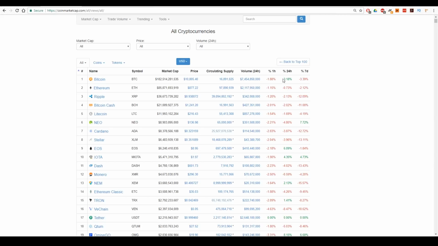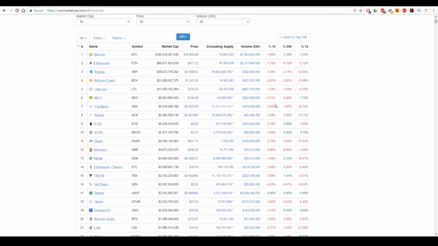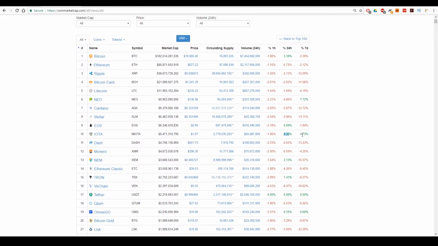Bitcoin, even though it's come up 3.18% in the last 24 hours, it's still down 3.4% from a high it had during the last 7-day period. We can see here IOTA is up 4.35% in the last 24 hours, but when you look at it over 7 days, it's actually still up 4.73% from its low.